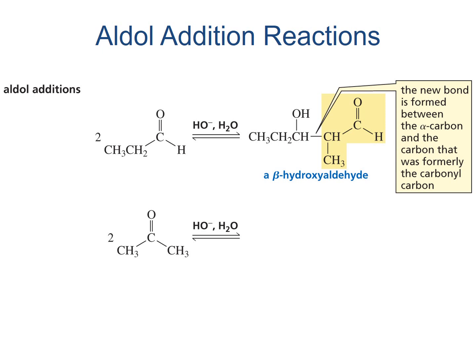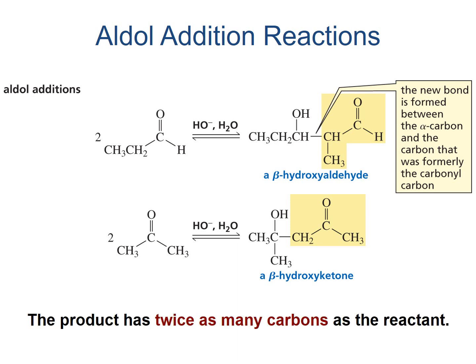This is known as a beta hydroxyaldehyde because since the first carbon next door is alpha, the next carbon is going to be beta, so we have a hydroxy group 2 carbons away from an aldehyde. The same reaction will take place with a ketone, having a beta hydroxy ketone. And always for all aldol reactions, you need to make sure that you have twice as many carbons as you started with if you're putting 2 of the same pieces together.